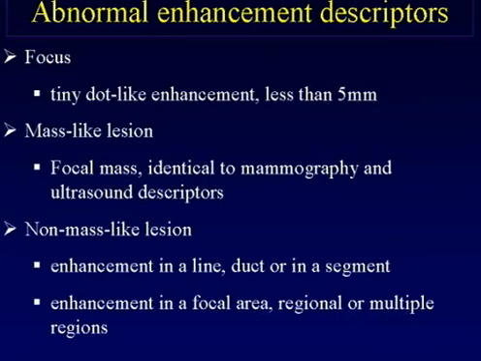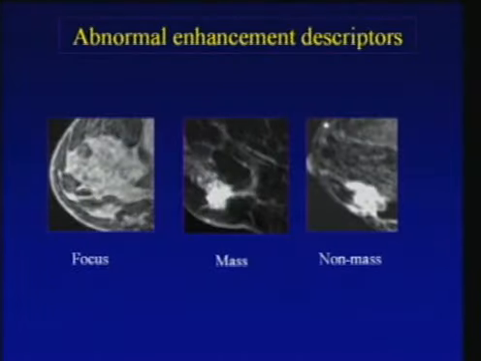The last category I think is the hardest. This is a non-mass-like area of enhancement. If it's a small area, you can think of it as being enhancement that's either going to be in a linear, ductal, or segmental distribution. If it's more extensive, you're going to think of it as being enhancement in a focal area, region, or multiple regions. So I'm going to show examples of all these.